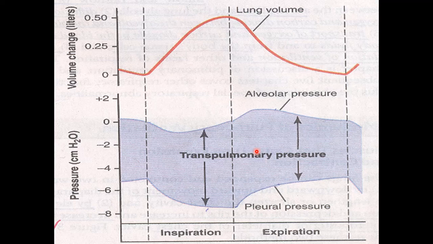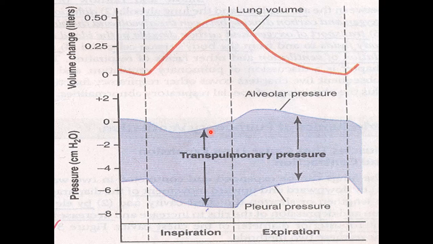Now again the same graph, but now we are going to concentrate on the alveolar pressure curve. On the x-axis, we have the phases of respiration, the inspiration and the expiration. And on the y-axis, we have the change in the pressure. So at the beginning of inspiration, the alveolar pressure is 0. During inspiration, as the lungs expand, the alveolar pressure decreases to minus 1 centimeter of water, and this causes the air to move into the lungs.